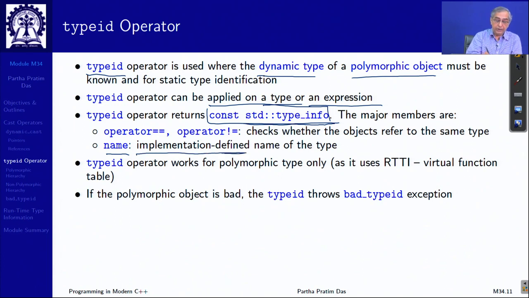Now, the point to note is this is implementation defined, that the standard has not specified how to name the types, because actually the types are defined by the user, and how the system will represent it is up to the compiler implementer. So, if you are using typeids, you have to look at the documentation to know how the types are named, so that you can correspond them to your source code. We will see examples. It works for polymorphic types only, and if a polymorphic object is bad, it is not a proper type or something, then it will throw a bad_typeid exception, which is defined in the standard library.